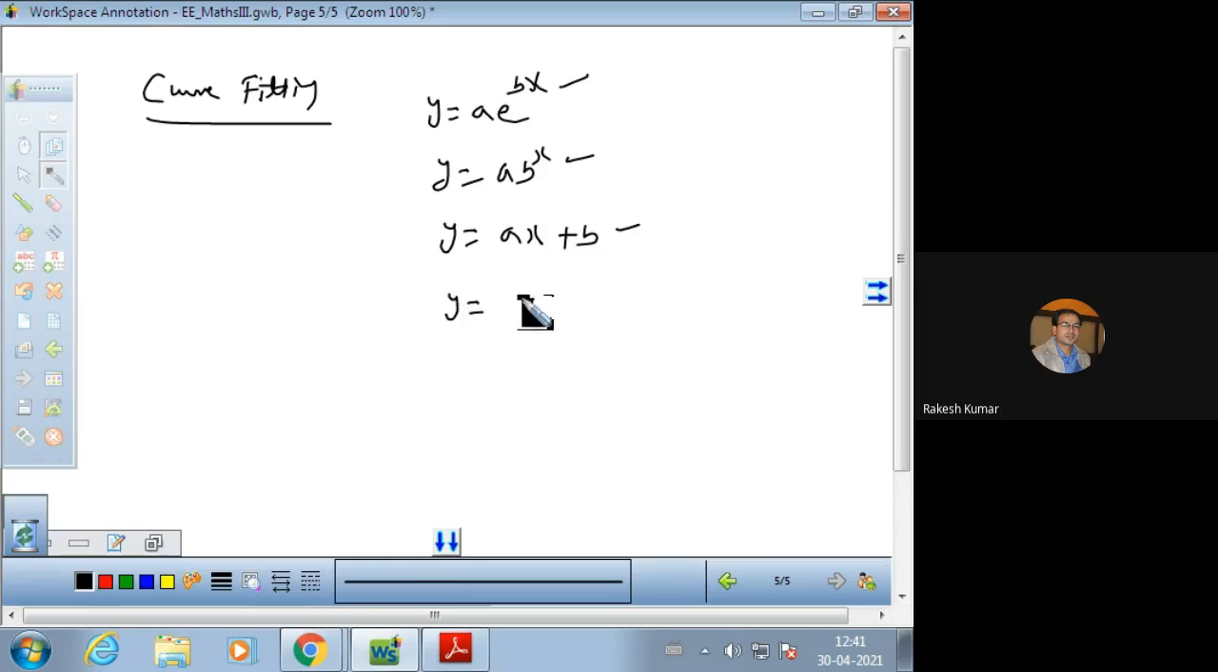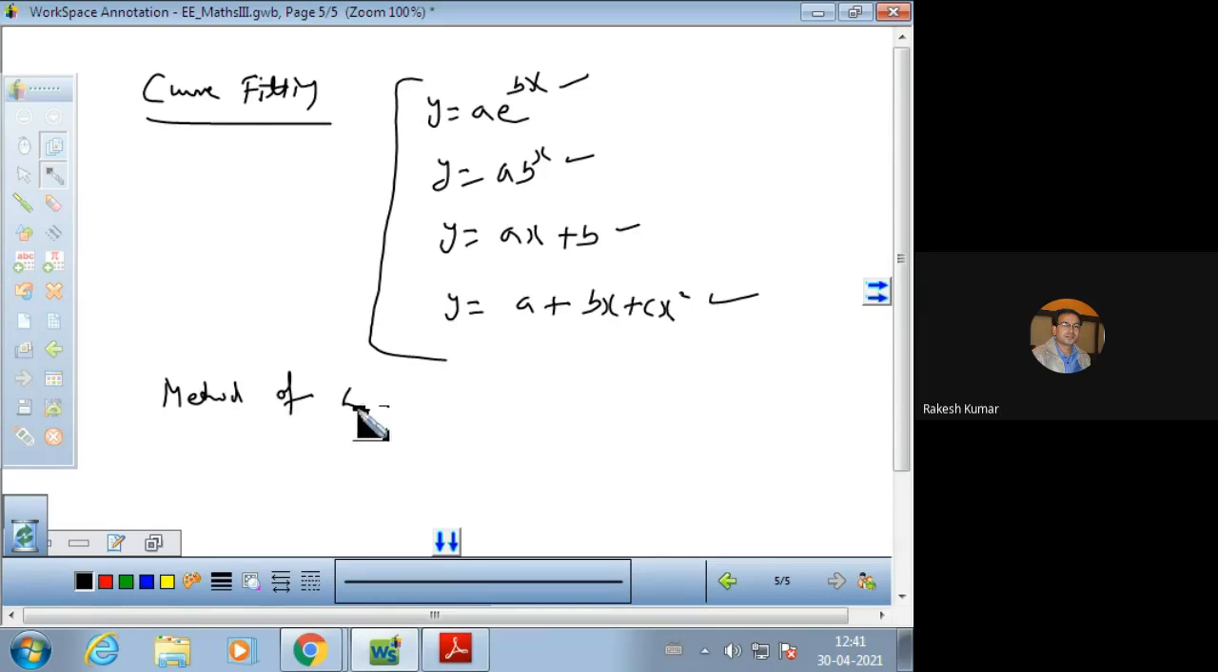This is an exponential function. And suppose we have a parabola y is equal to a plus bx plus cx square. This is a parabola, and we have to discuss the fitting of these types of curves, or more curves, by the method of least squares. This is the method which is in your course. We have to fit the curve by the method of least squares. Remember. Now, let us start with that.